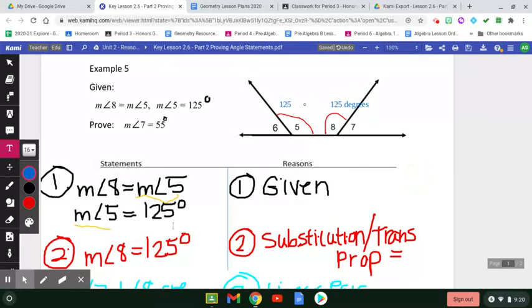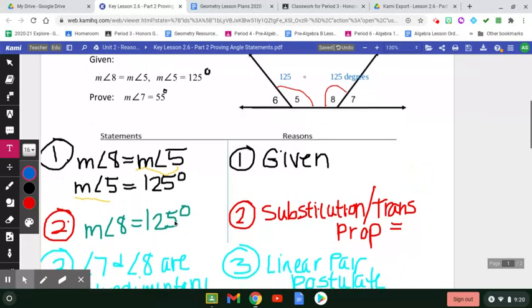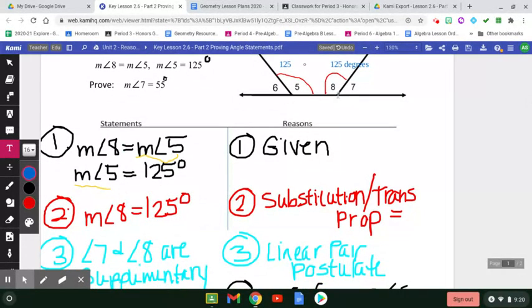Now, other things that I know. I know that angle 7 and angle 8 are going to be supplementary. Well, how do I know that? When I look at the picture up there, by definition, that would have to be a linear pair because I have a pair of angles that are adjacent to one another and they form a straight line down at the bottom. So therefore, they have to be supplementary. I am saying by definition, they are a linear pair.